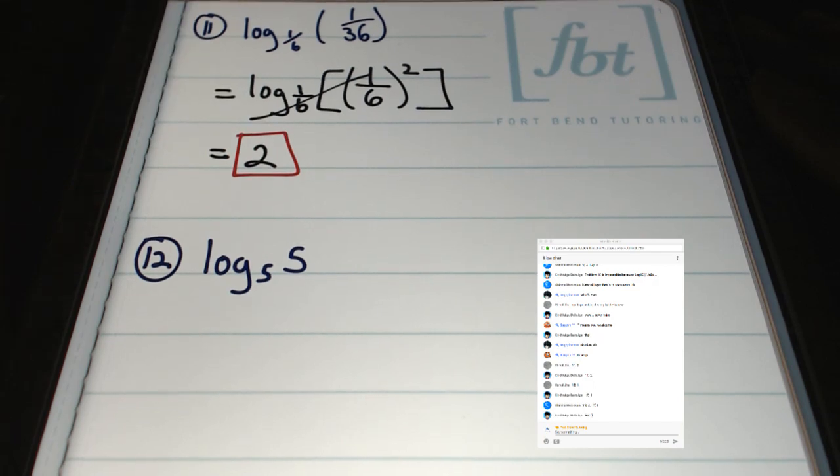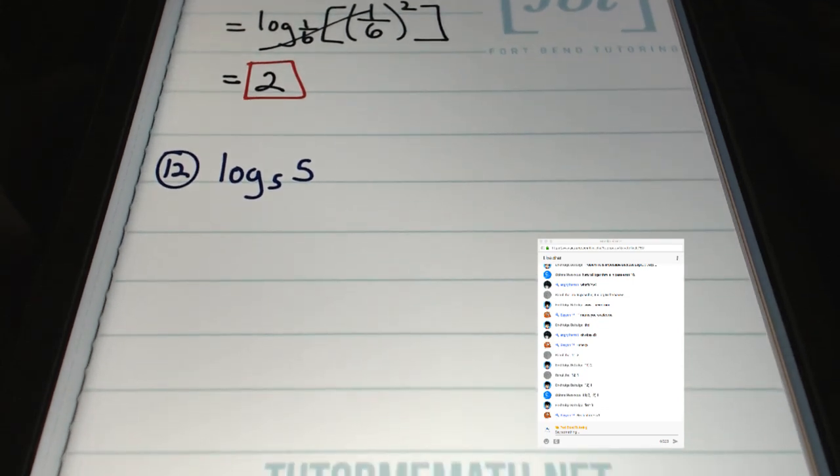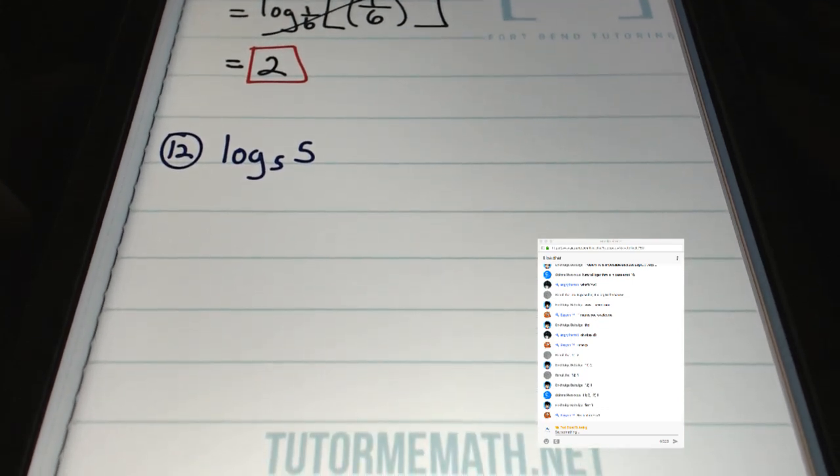You guys are sharp today because you already have this answer for problem number 11 done. Good deal. I see Raul had 2 for number 11. Batoga had 2 for number 11. Good deal. And we already have people giving us answers for problem number 12 as well. Good job, guys. You guys are on fire today.